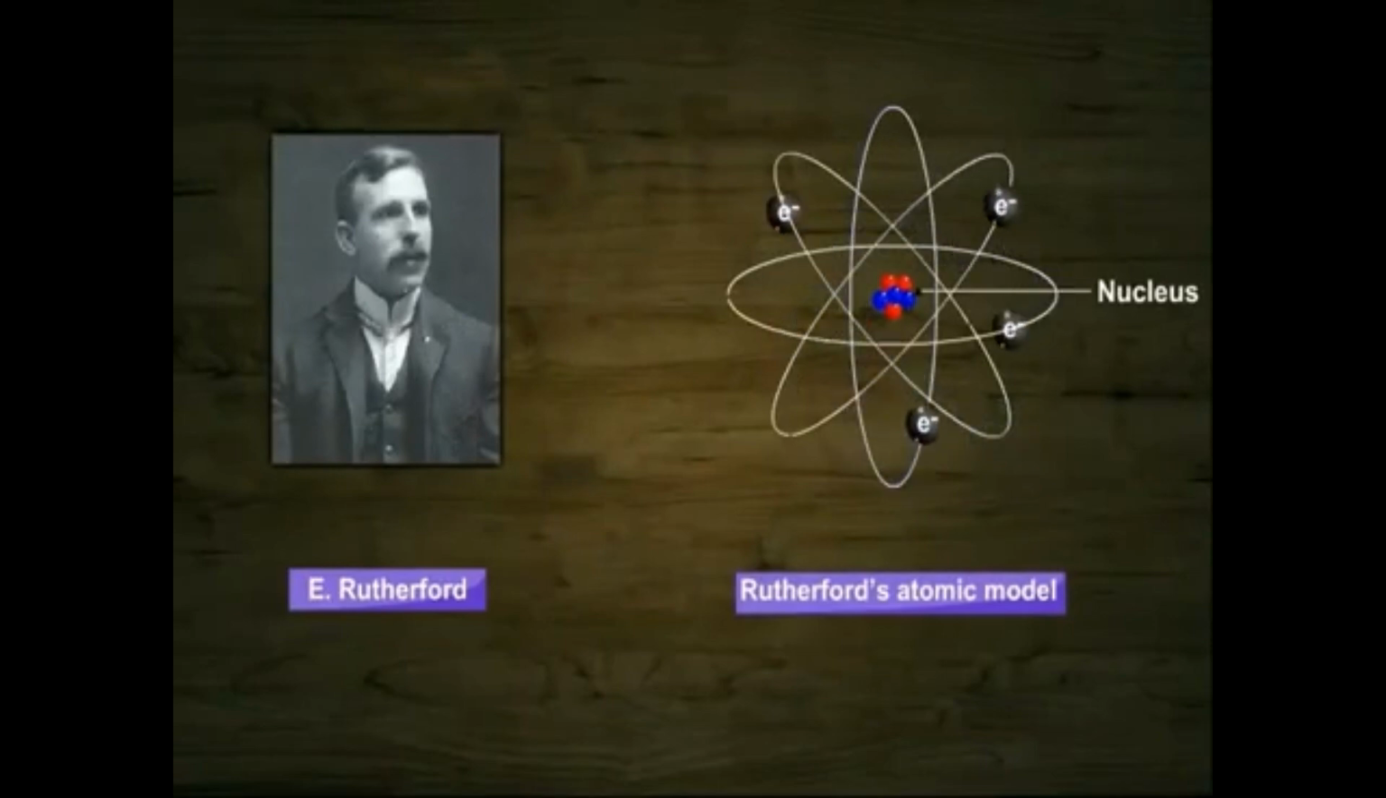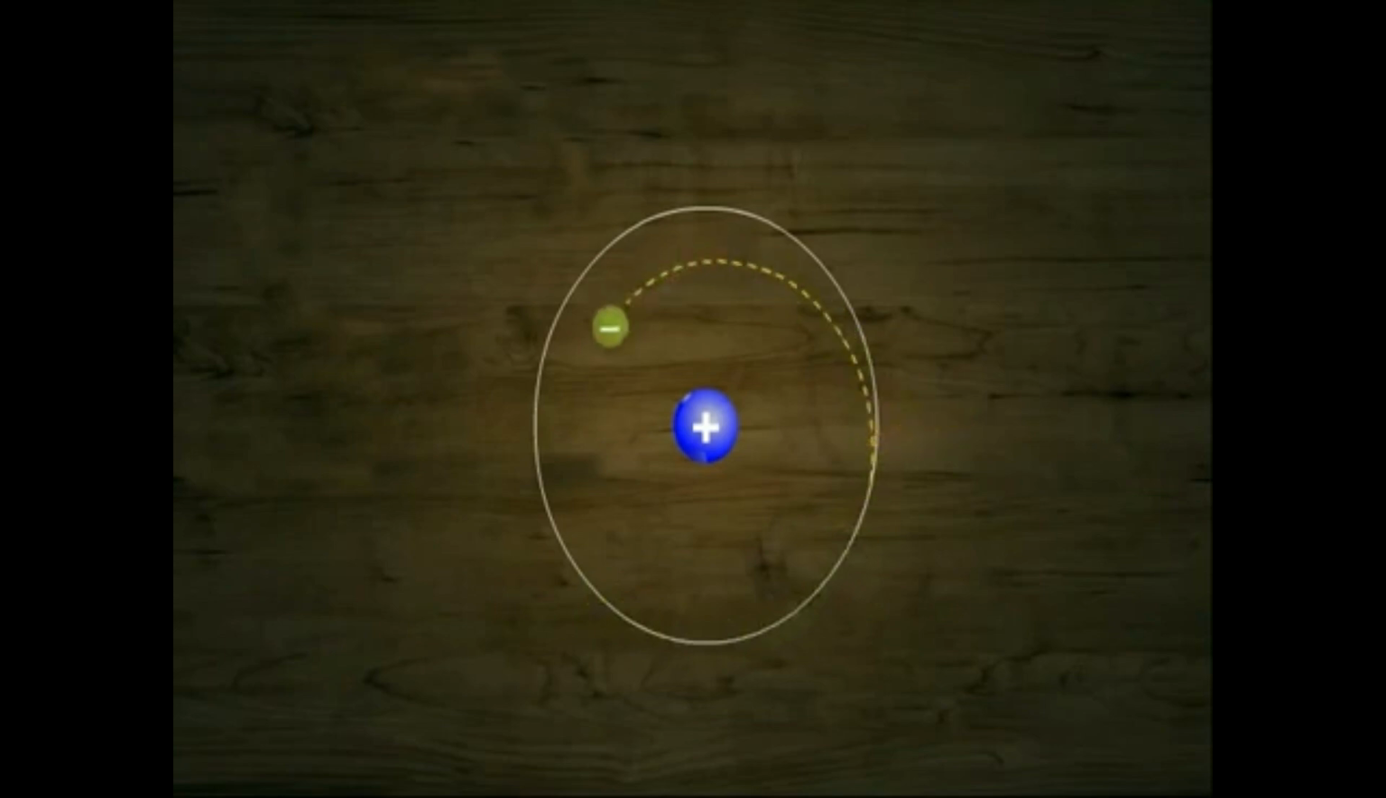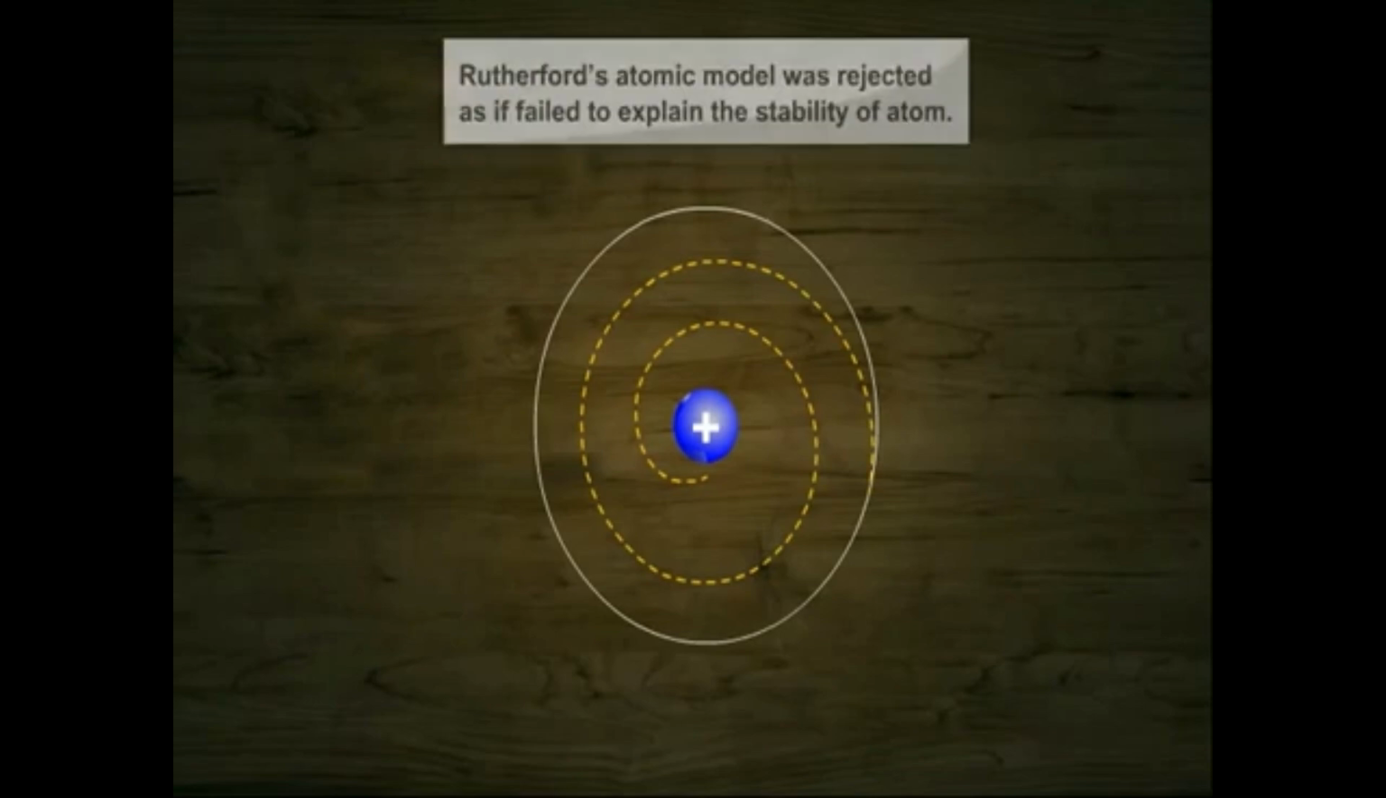One of the major drawbacks of Rutherford's atomic model was that it failed to explain the stability of atoms. All moving particles radiate energy. In Rutherford's model, electrons revolve around the nucleus, so they should also radiate energy. This makes the electrons follow a spiral path and finally fall into the nucleus. Now, if this is taken to be true, every atom should be unstable. As a result, matter would not exist. It is for this reason that Rutherford's atomic model was rejected.